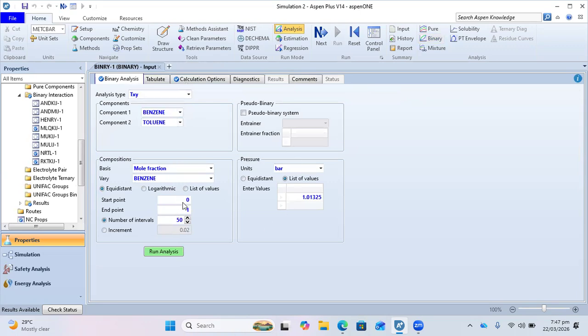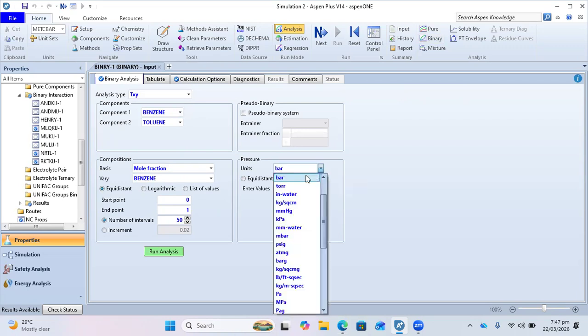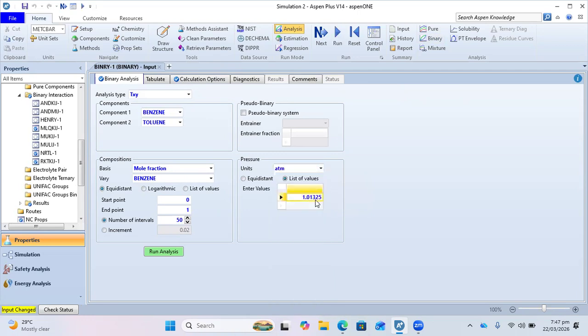So we don't really need to change much over here. The question said we are working at 1 ATM. So this is approximately 1 ATM. You can decide to change this to ATM and put the one there as well if you want to, but we will get fairly the same results, right? So we have benzene and toluene. We are doing it on a mole fraction basis, starting from 0 to 1, and the number of intervals we're working with is 50. So there's not really much to change over here.